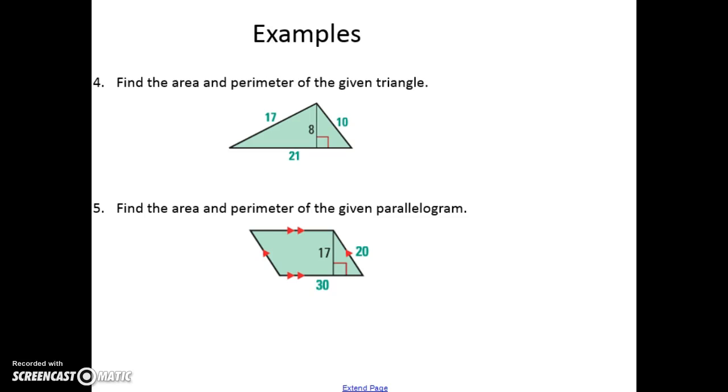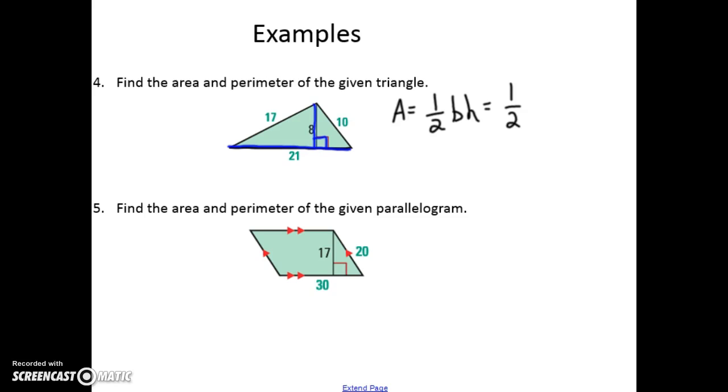So now we have a couple examples of a triangle and parallelogram. So once again, push pause and solve these on your own. For the first one, the area is 1/2 base times height, and work to memorize that equation or formula. So the base, if I identify 21 as the base, then the height has to be perpendicular to that, so the height would be 8.